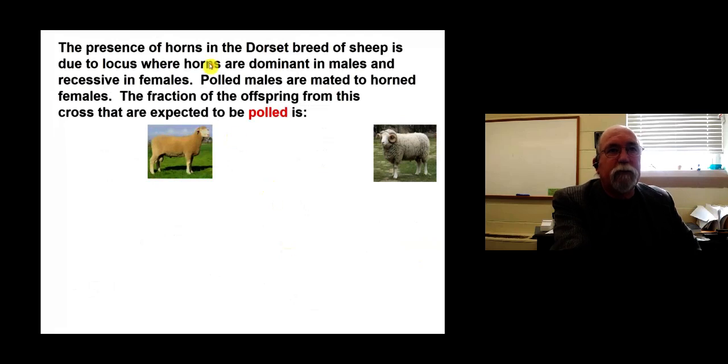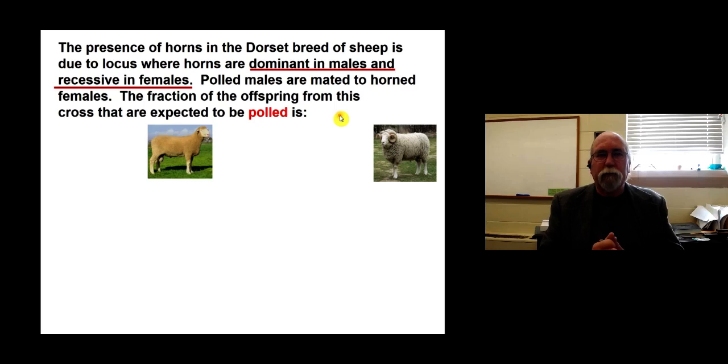It says the presence of horns in Dorset sheep is due to a locus where the horns are dominant in males and recessive in females. Polled individuals, that's without horns, that's not really a Dorset sheep, but we'll call it polled. Okay, it doesn't have horns, and certainly a male. And here's one with the horns, okay? So this is a situation where you've got dominance in males and recessiveness in the females. And then they set up a cross where you've got polled males mated to horned females, okay? Something like that.